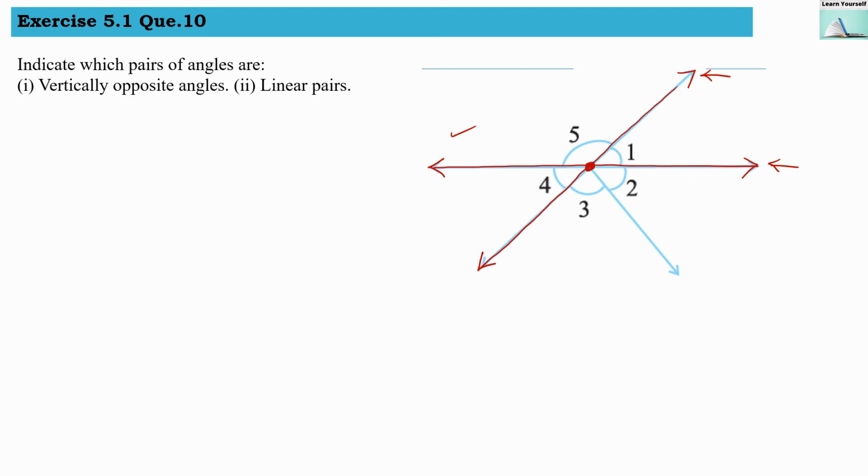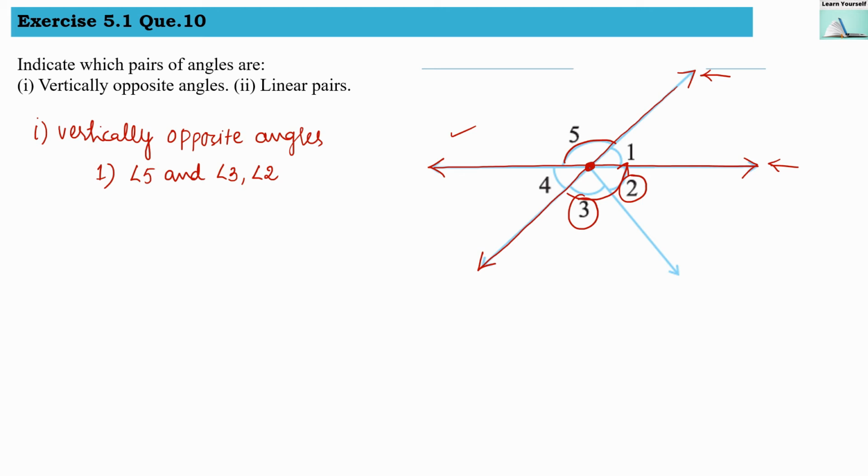Now from here we can see that angle 5 is vertically opposite to two angles, and that is angle 3 and angle 2. So the first pair we got here is angle 5 along with angle 3 plus angle 2. Now the second pair, as we can see here, angle 4 is vertically opposite to angle 1.